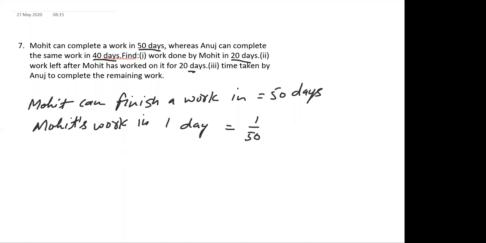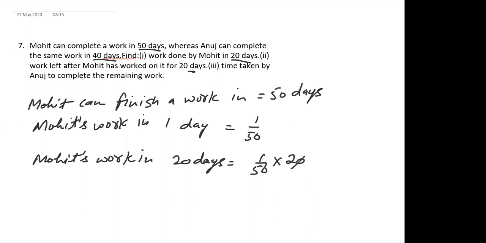Mohit's work in 20 days. You have to find this. So just multiply 1 upon 50 because this is the work for 1 day. So multiply the work of 1 day by 20. 0 cancel, 2 upon 5. This is the answer. Okay, so this is the work of Mohit in 20 days.